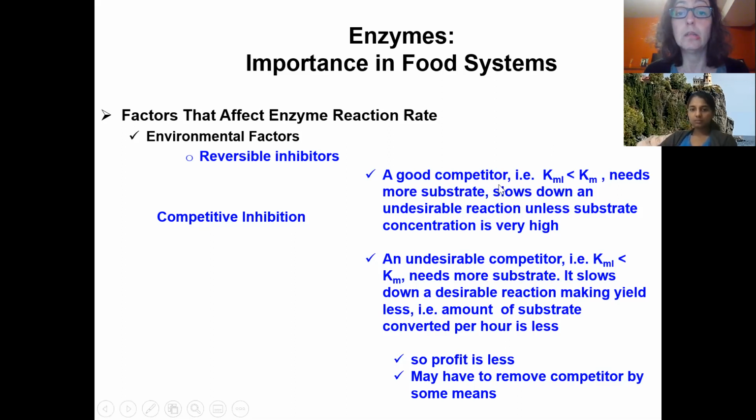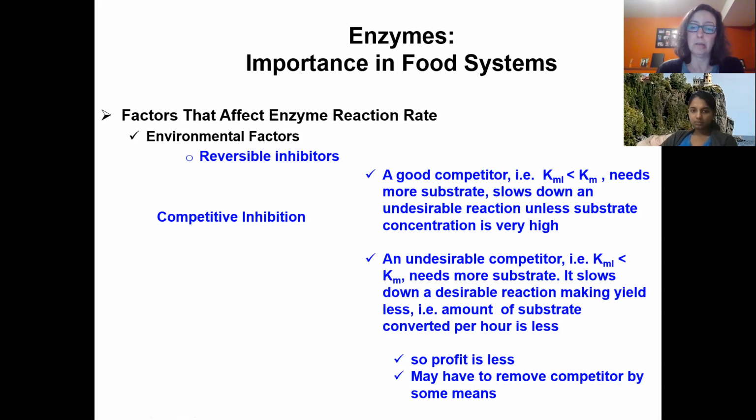But on the flip side, sometimes you do not want to inhibit a certain reaction. So you really want to produce the corn syrup. You don't want any alpha amylase inhibitor in the system. So basically, you want to try to not have this undesirable competitor with lower Km than your substrate. In this case, it is not desirable because it's going to slow down your reaction.